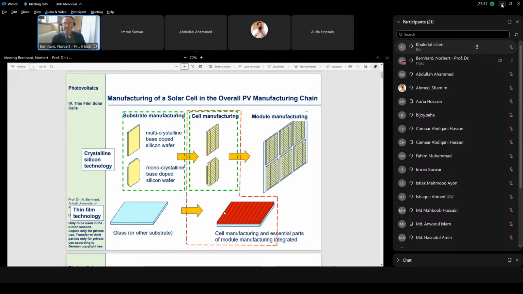That means especially these 3 deposition steps and the 3 patterning steps are the same for all the thin film technologies which I presented until now.